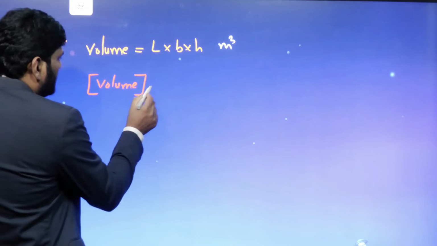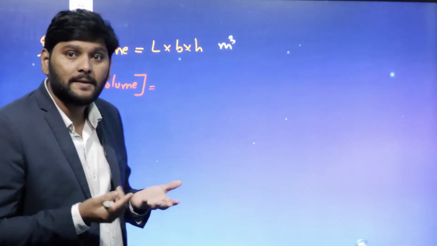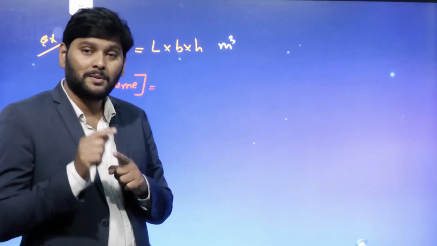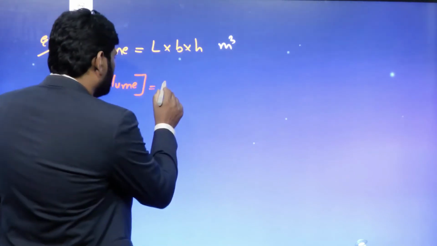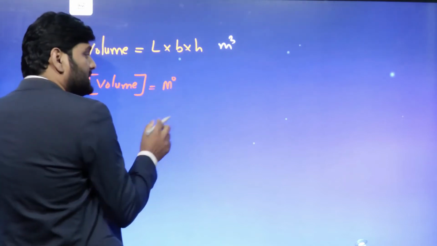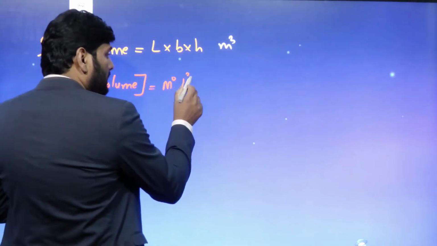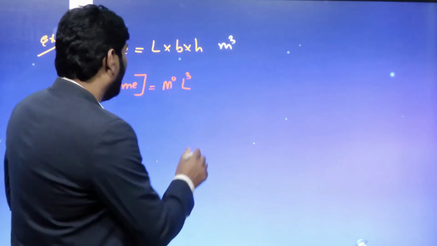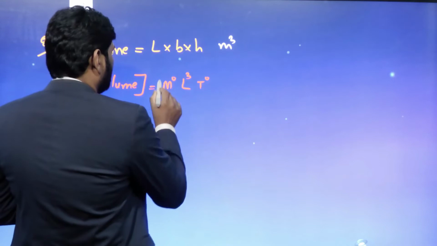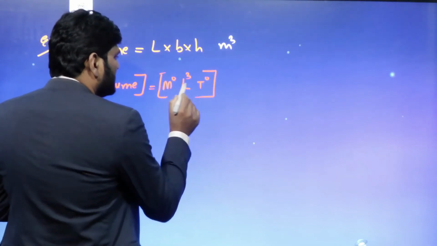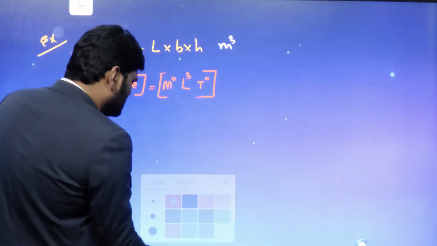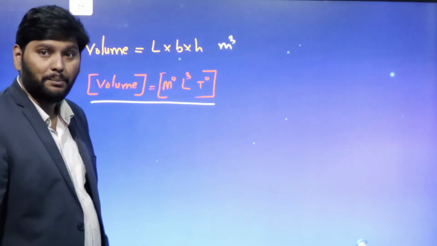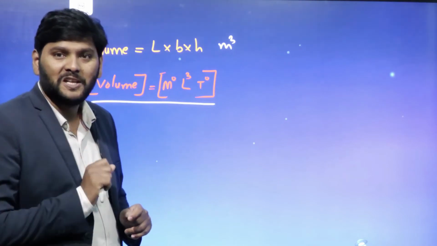in a square bracket. So here, how much is the mass contribution? There is no mass contribution, which means mass power is 0. And what is the length contribution here? The contribution of length is 3, and time contribution is 0. So finally, this is the dimension formula. This complete equation is called dimensional equation.